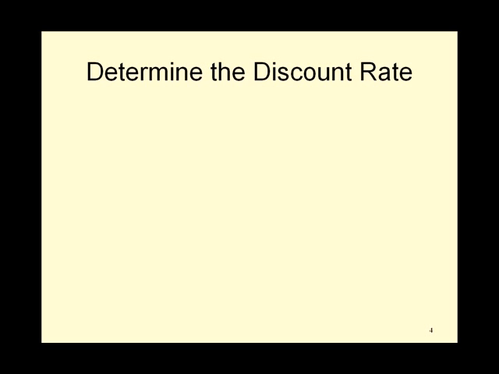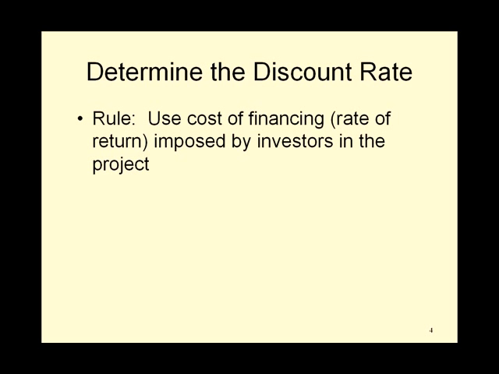Step 3 is to determine the discount rate to apply. Discount rate determination is highly complex, and we're going to be spending a lot of time in the course determining the appropriate discount rate to use to evaluate specific projects. For now, I'd like to introduce some basic principles of discount rate determination. First, the rule in terms of setting your discount rate is to use the cost of financing or rate of return imposed by the investors in the project.